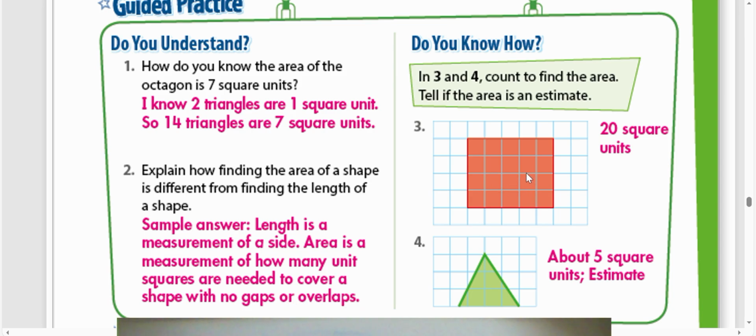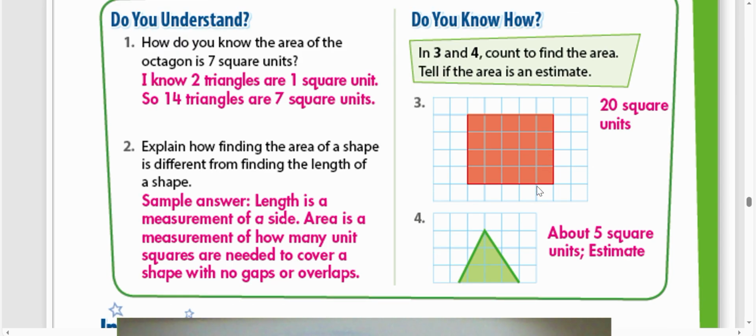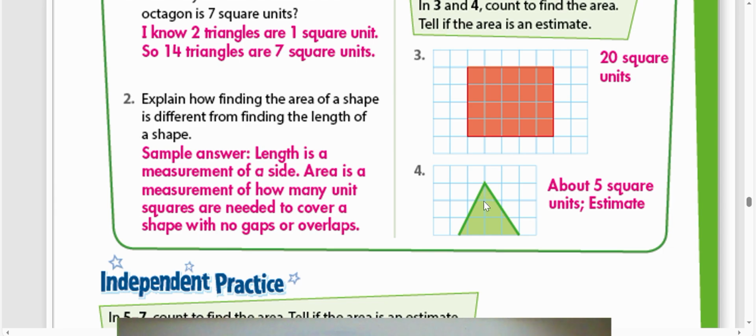We have a rectangle. We can find the area of a rectangle by length times width. We have a length of 5 units and a width of 4 units. 4 times 5 equals 20 square units, or you can count all the squares inside this shape. The area of a triangle equals half times the base times the corresponding height.